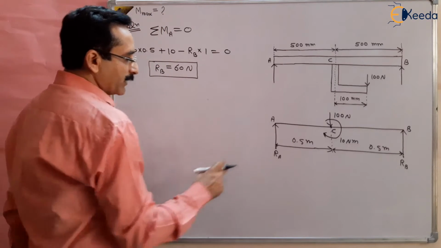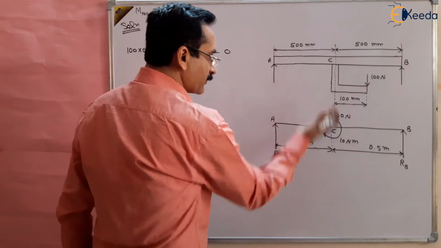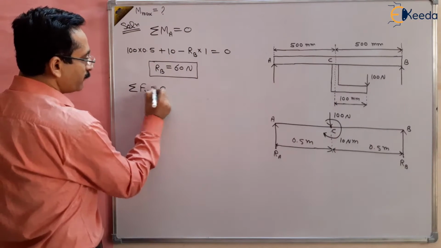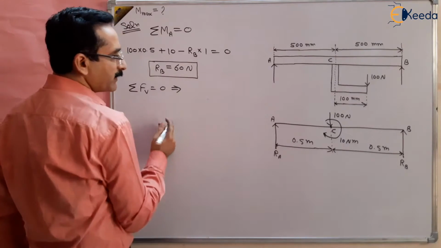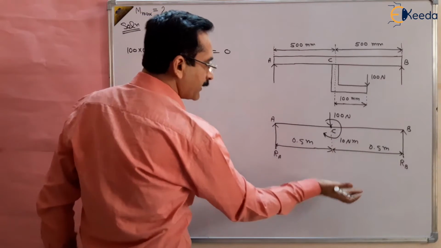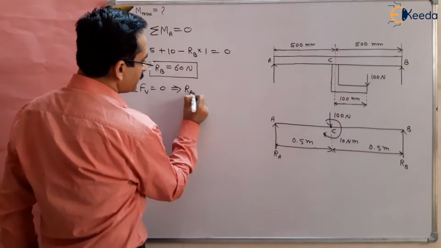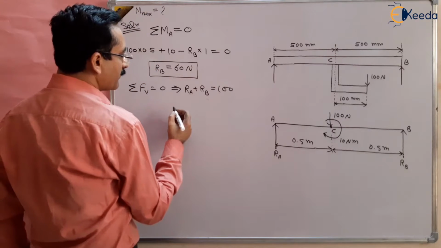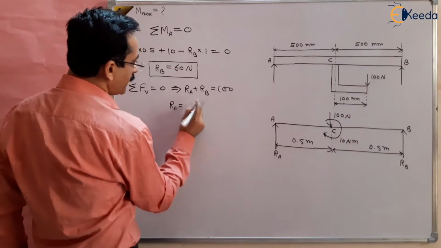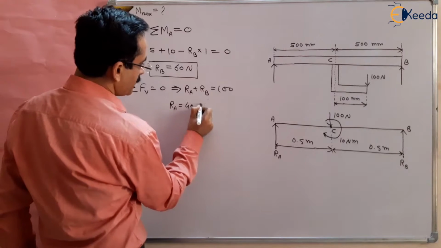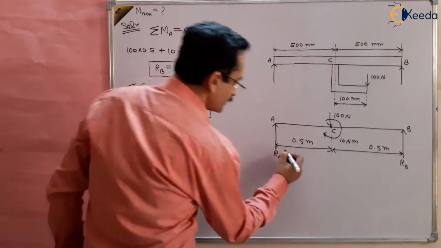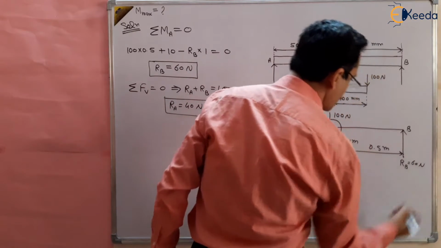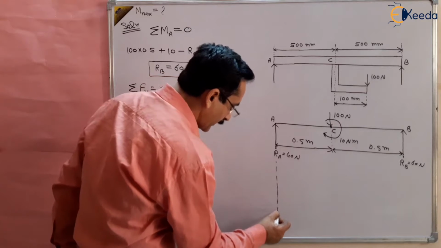Now we can find RA by taking the vertical forces. The sum of all vertical forces should be equal to 0. How many vertical forces are there? The 100 Newton is downward, and RA and RB are upward. So RA plus RB should be equal to 100. From here we can find RA. RA will be 100 minus 60, that is 40 Newton. So this is 40 Newton and this is 60 Newton. Right? Now we can draw the bending moment diagram.